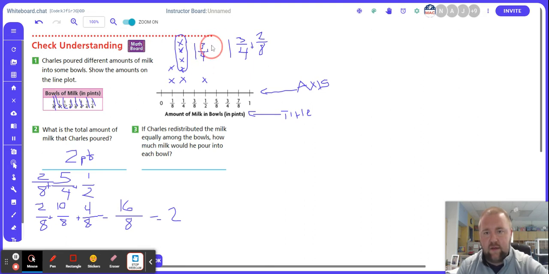It's the same idea. But again, any way that you can add them together that would be easier for you, go ahead and do that. Or you can follow the steps like I did down here, which will tell you the total amount that was poured.